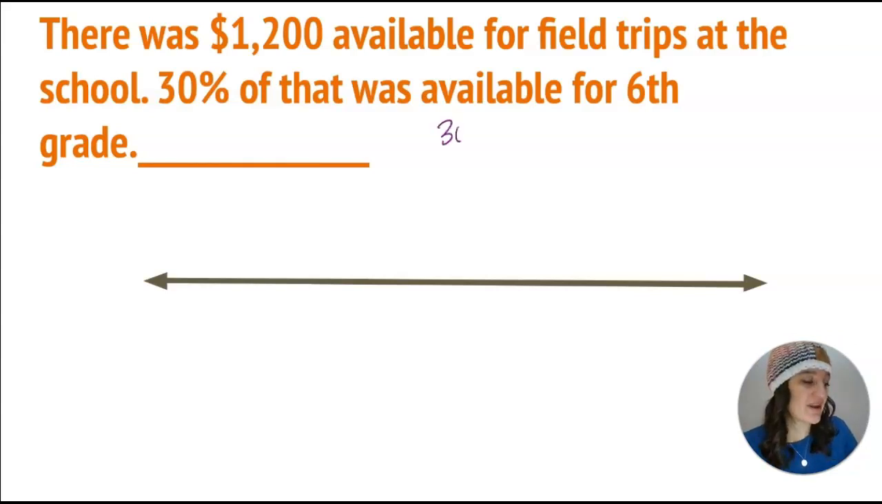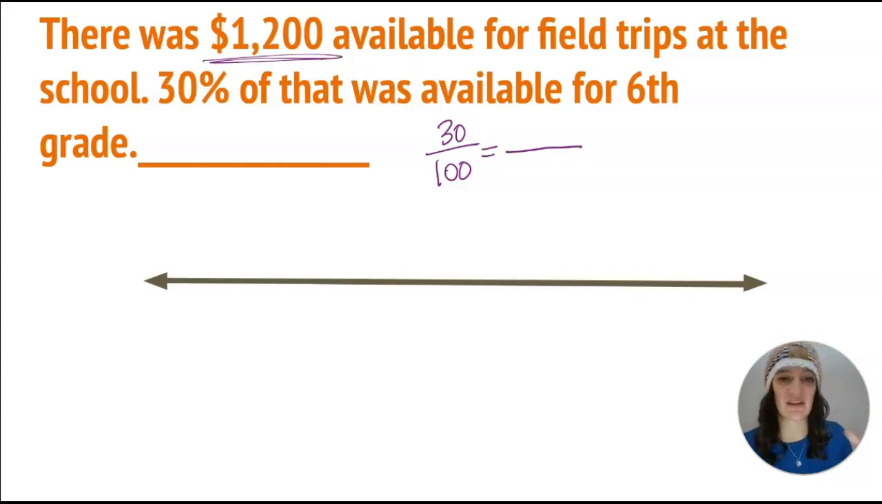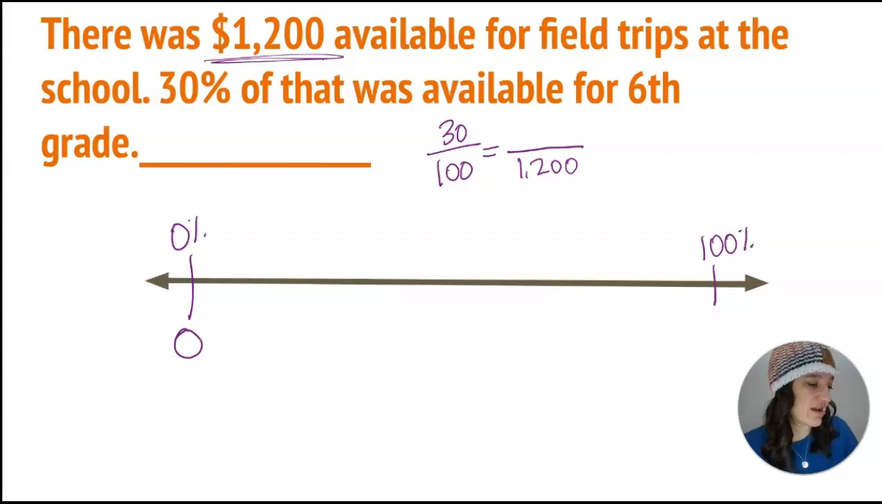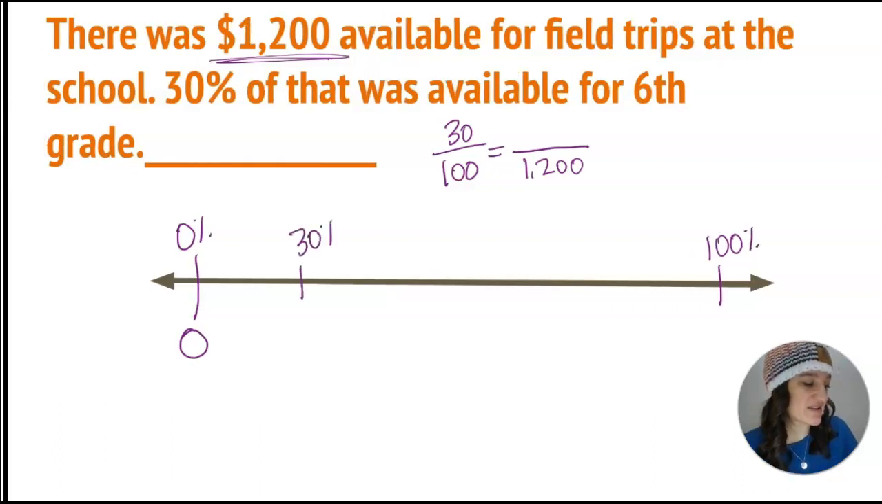So 30% is available for 6th grade, and this $1,200, that's the total amount that's available for field trips, right? So we're going to put that on bottom. All right, so let's label our double number line, and we want it to have 30%, and we want it to have 1,200. 1,200 is the total amount. It's 100% of the available funds, so it's going to come over here under the 100%.